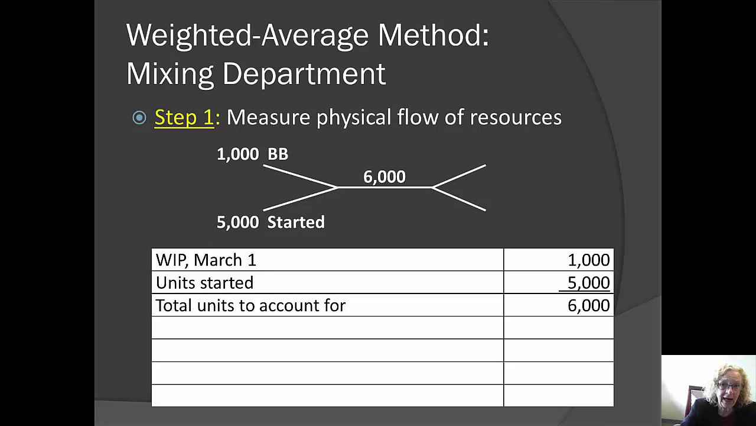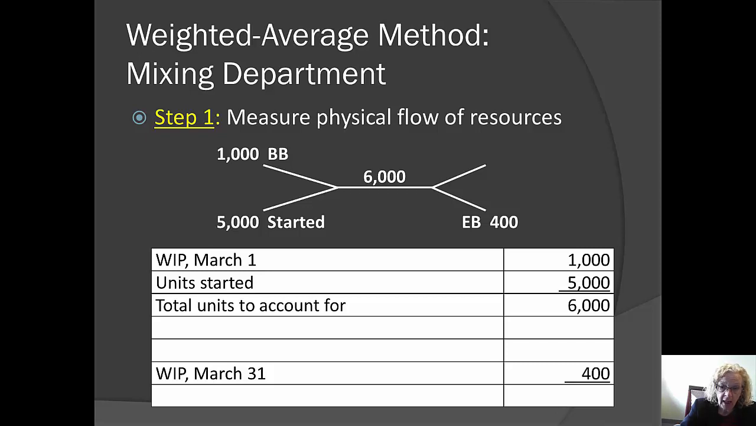Now we need to figure out what happened to those units. There are only two possibilities. Option A, they got finished and were transferred out of the mixing department. Option B, they didn't get finished, and therefore they're still in the mixing department at the end of the period. So we were told that our work in process ending balance at the end of March consisted of 400 units. So the question is, how many units did we finish?